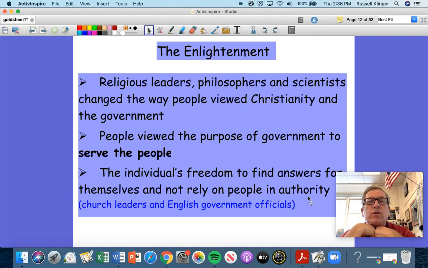Okay. So the influence of the Enlightenment is really important because people that come to the New World to populate the colonies, which is sort of the focus of our unit here, that is what they're bringing with them, some kind of knowledge of this.